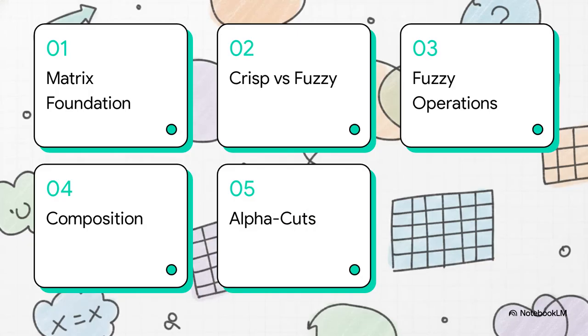Because this is a pretty mathematically dense topic, we've broken it down into a straightforward roadmap. We'll hit the matrix foundation, crisp versus fuzzy relations, operating on fuzzy relations, the art of composition, and finally, returning to reality with alpha cuts. Let's get to it.